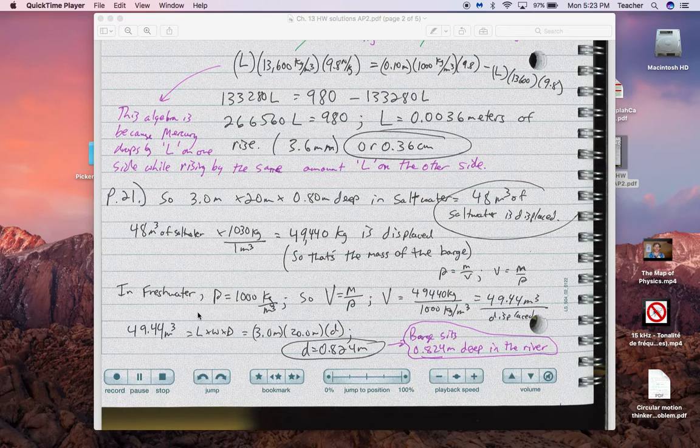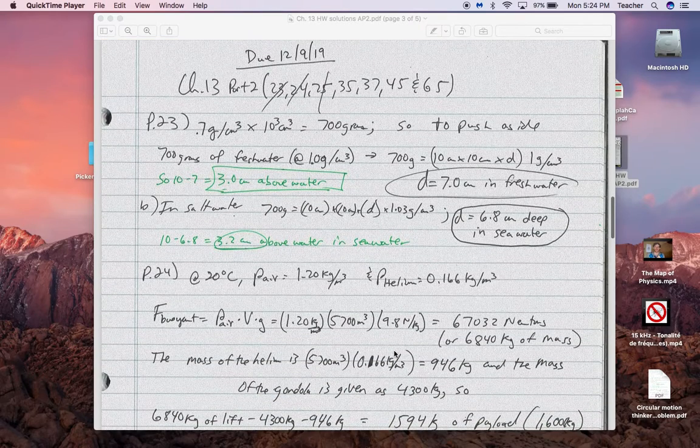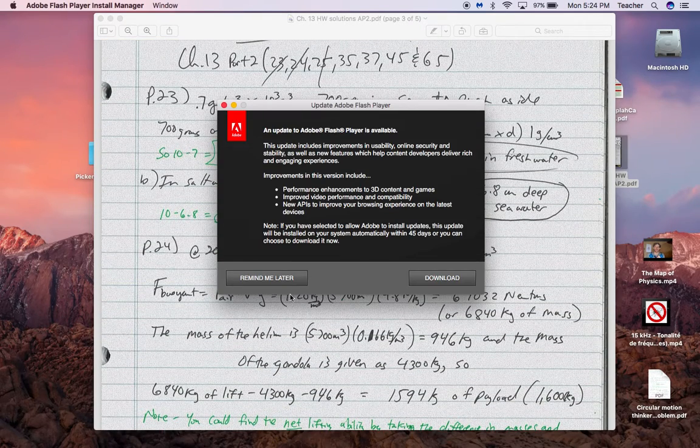So I can go back and use that volume as length times width times depth. The length and width are fixed, but the depth increases to about 0.824 meters. So that is something that ships that go from saltwater to freshwater do have to think about. It's not a huge amount, but again, that's 3%. Okay, for problem 23, it's fantastic.